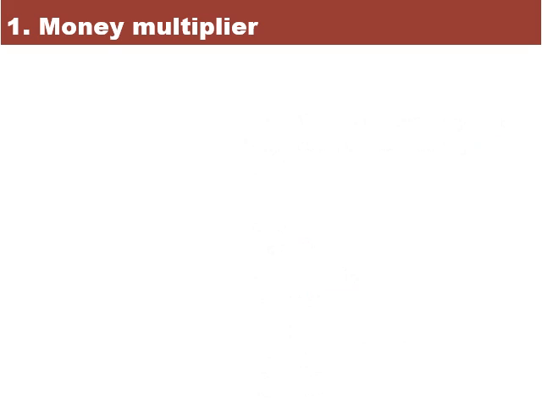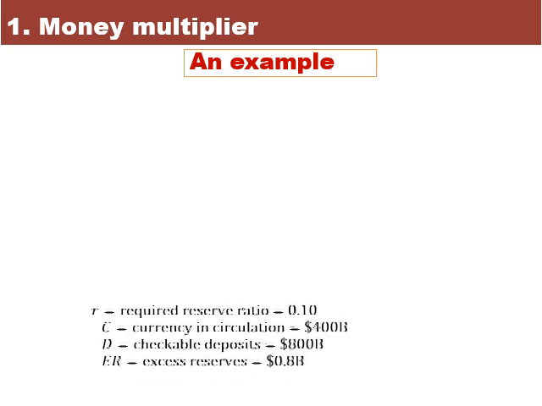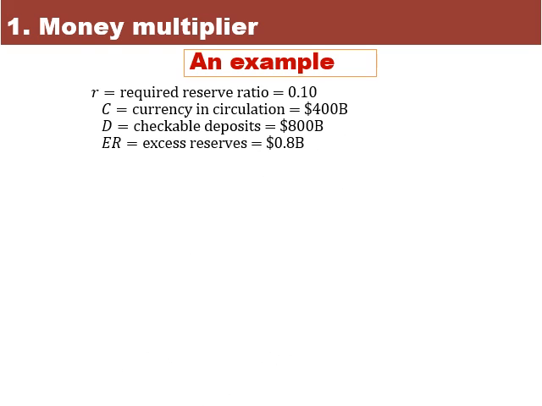Now let's solve this numerical example that shows us how to explain the money multiplier and the intuition behind it. Assume that the required reserve ratio equals 10%, currency in circulation equals $400 billion, checkable deposits equal $800 billion, and excess reserves equal $0.8 billion. Then we need to compute the money multiplier.